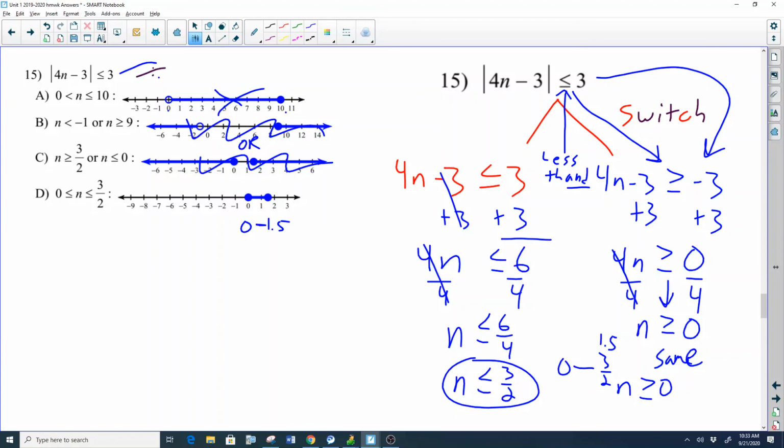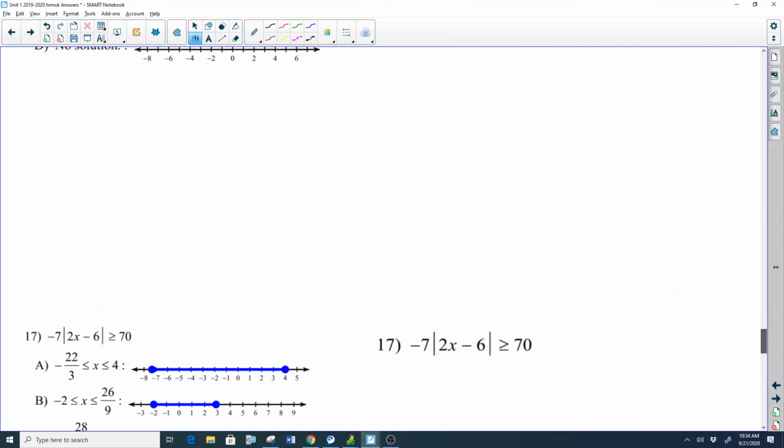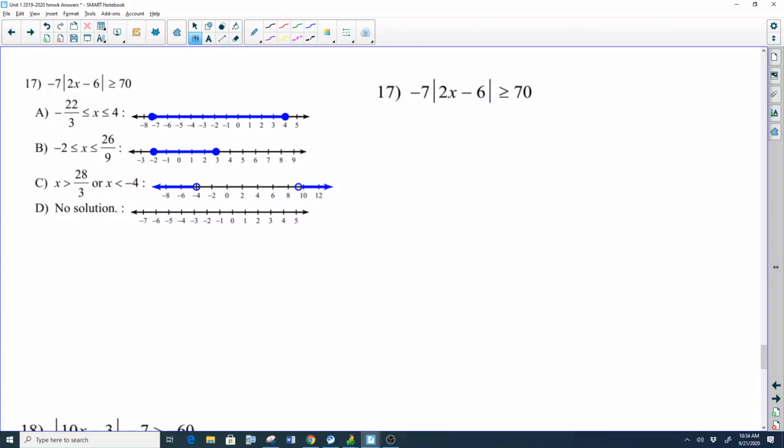We found it. It's D. So number 15, the answer is D. So we do have all numbers between 0 and 3/2. And notice this one had a less than here, but not here. Yeah, that's interesting. Okay, so the answer to 15 is D. Then we'll jump to number 17.